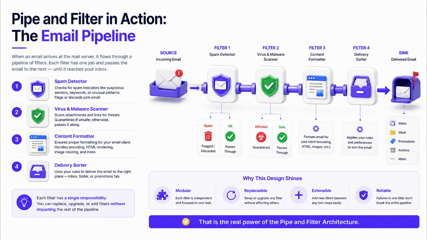The fourth and final filter is the delivery sorter. Based on your rules and preferences, it decides whether this email goes into your primary inbox, a specific folder, or perhaps your promotions tab. Notice how clean this design is. Each filter has a single, well-defined responsibility. You could replace the spam detector with a better one without touching the virus scanner. You could add a new filter for language translation between any two existing steps without breaking anything else. That is the real power of this architecture.